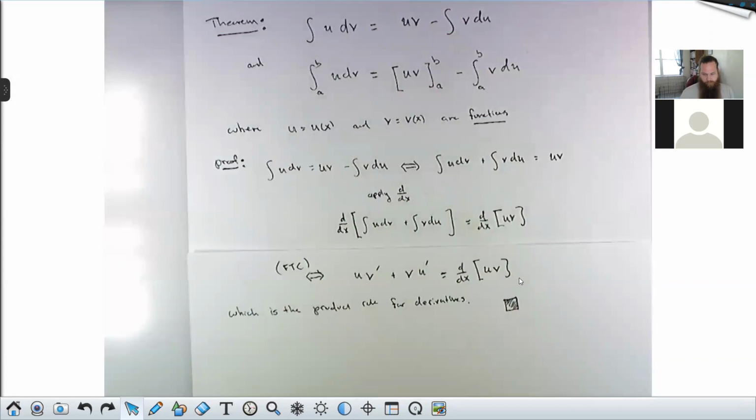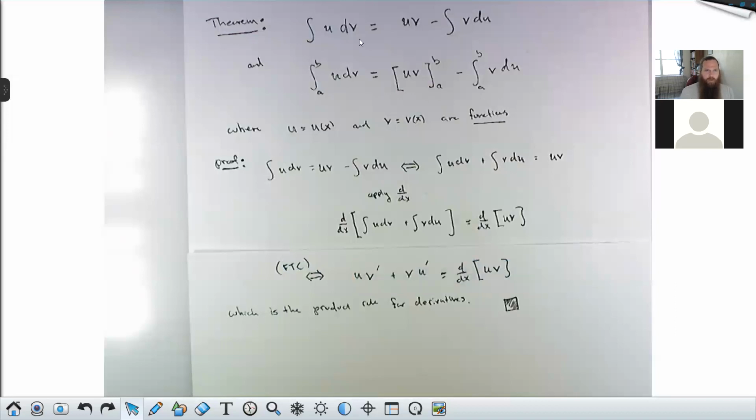So this statement right here is a true statement because it's logically equivalent to, by the fundamental theorem of calculus, the regular product rule for derivatives.